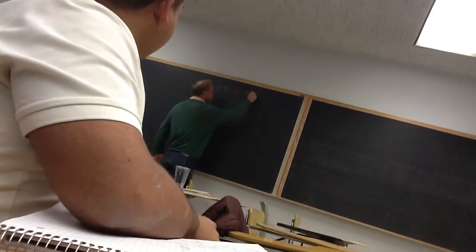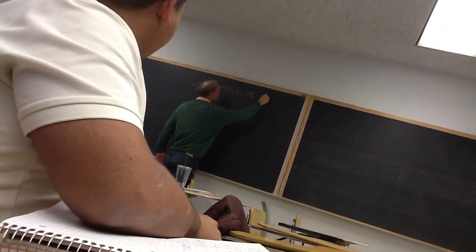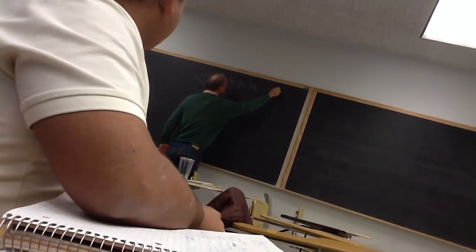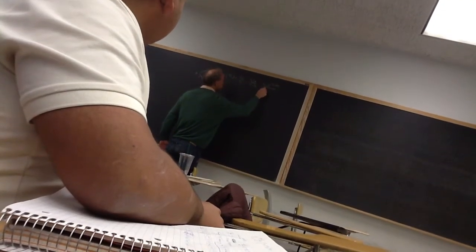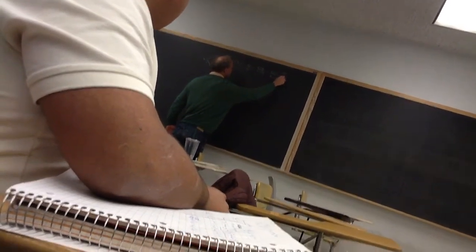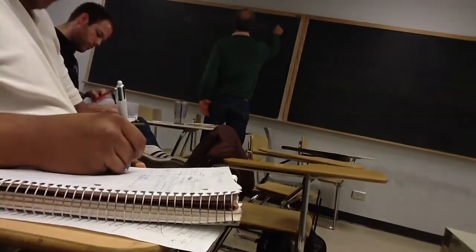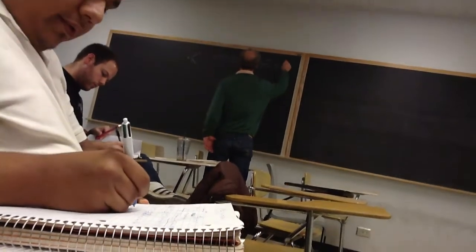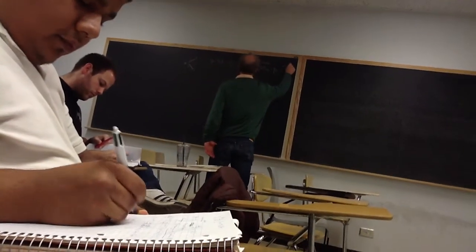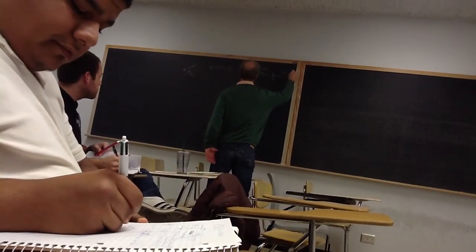The CA's cancel, and I have K10 e to the minus E1 over RT over K20 e to the minus E2 over RT. So notice that this is just K10 over K20 e to the minus E1 minus E2 over RT.